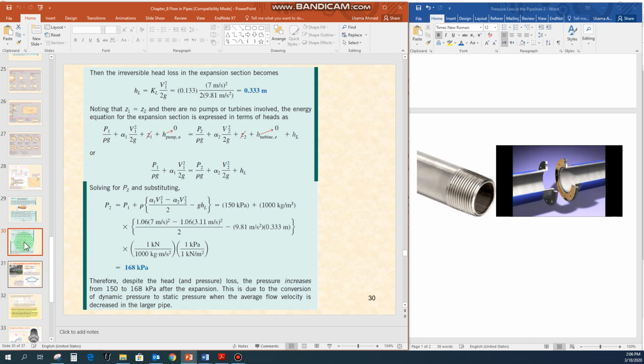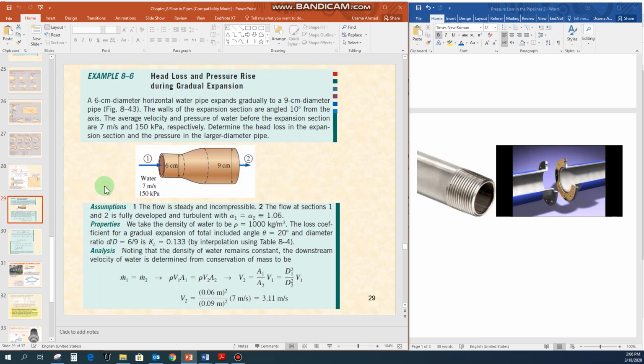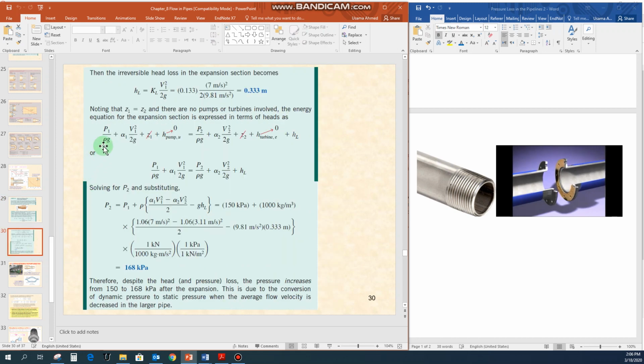So I hope this example gives you an idea of how you can calculate the head loss or the pressure drop caused by small components within piping systems, and how we can use the Joule energy equation to get the value for the pressure. Okay, you can go through this example and let me know if you feel any difficulty. Thank you.